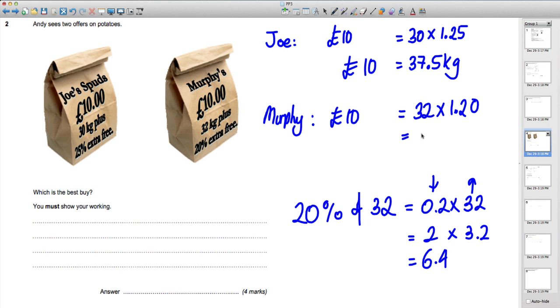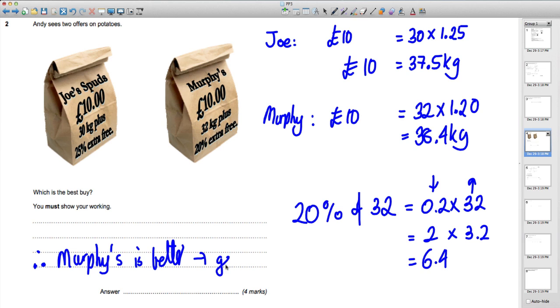So adding 6.4 to this, it would be 38.4 kilograms. So for £10, you get 37.5 of Joe's spuds. For £10, you get 38.4 kilograms of Murphy's spuds. Therefore, your conclusion is Murphy's is better. And you could state that's 0.9 kilograms more for your £10. Okay, so this was simply a case of being able to work out 25% of 30 and 20% of 32, adding it on and showing that for your £10 you get more of Murphy's.